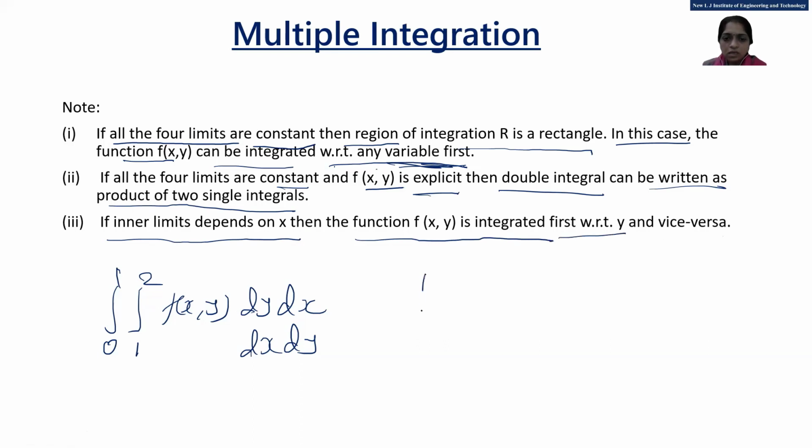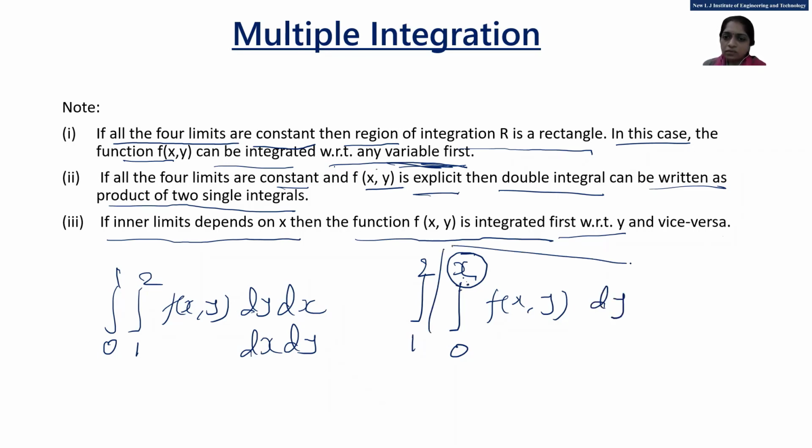What does it mean? Suppose your outer limit is 1 to 2, your inner limit is 0 to x. It means whatever function is given, your inner limit depends on x, so it is a limit of y. In this case, you have to do the integration first with respect to y only. Then whatever answer comes, you do with respect to x.